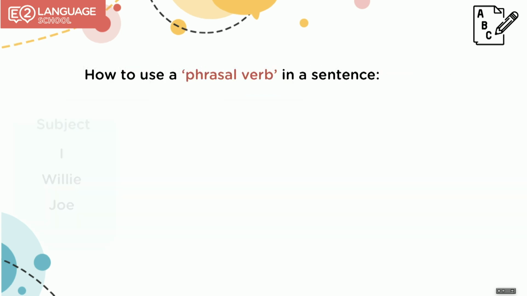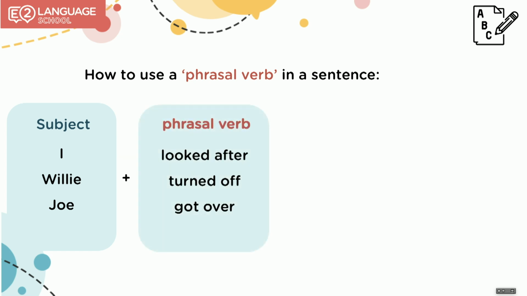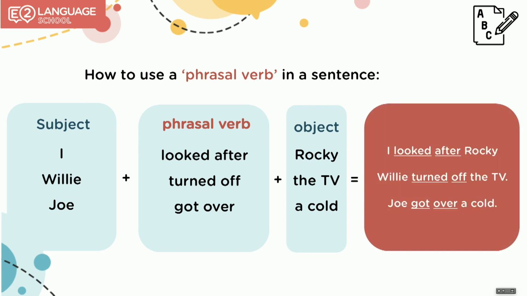In a sentence, this is how it works. You have a subject like I or Willie or Joe. Then you have the phrasal verb, looked after, turned off, got over. And then you have an object, Rocky, the TV, a cold, to make sentences like I looked after Rocky, Willie turned off the TV, Joe got over a cold. So in effect, it's just subject, verb, object, because the phrasal verb almost disappears into the main verb.